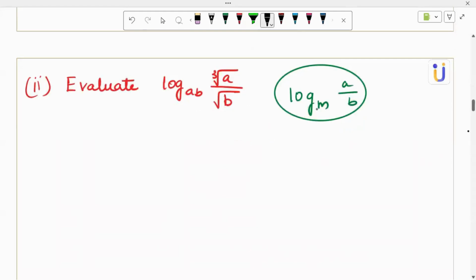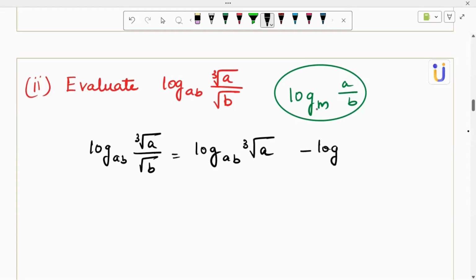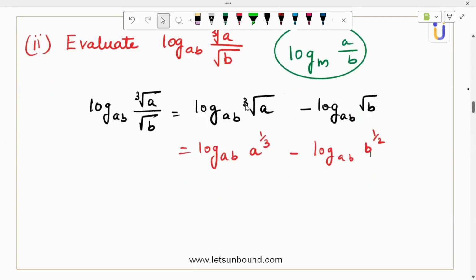Right, so first is the division formula. Log AB of cube root A divided by square root B means you can decompose this into log AB of cube root A minus log AB of square root B. Right. So how do we expand and simplify this further? Log AB of cube root A means A power 1 by 3, minus log AB of square root B means B power 1 by 2.